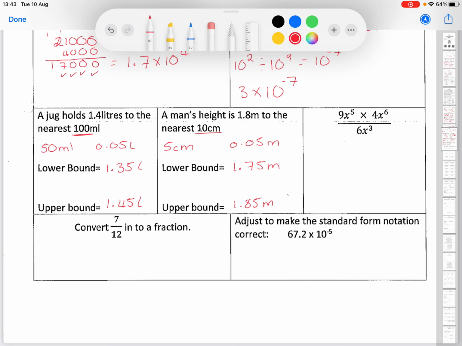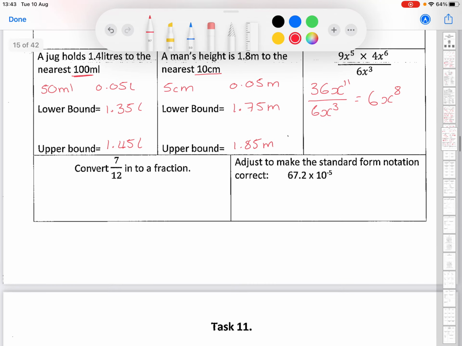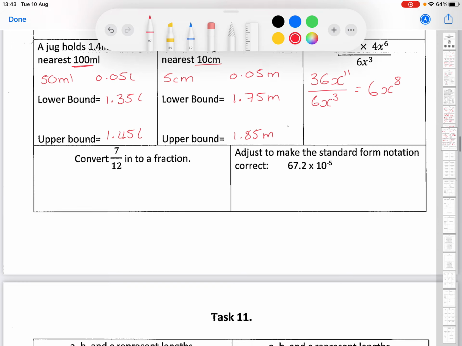Next one, we're going to do 9x to the power of 5 times 4x to the power of 6 first. So 9 times 4 is 36. When we are working with powers and we're multiplying, we're going to add those powers. So 5 add 6 is 11. And that's over 6x to the power of 3. That's a fraction. So we're going to do 36 divided by 6 is 6. And x to the power of 11 divided by x to the power of 3, we're going to subtract those powers to get x to the power of 8.